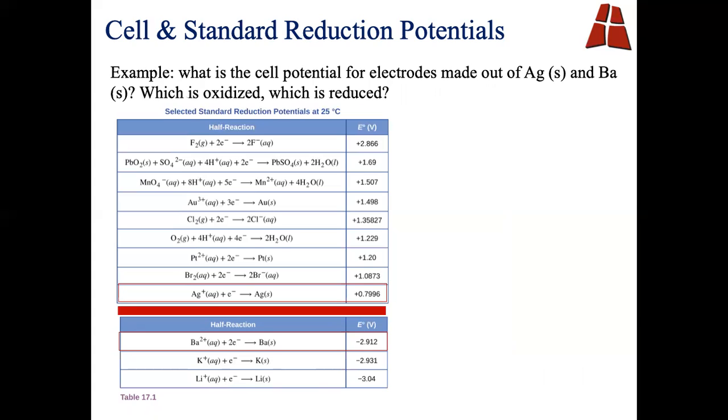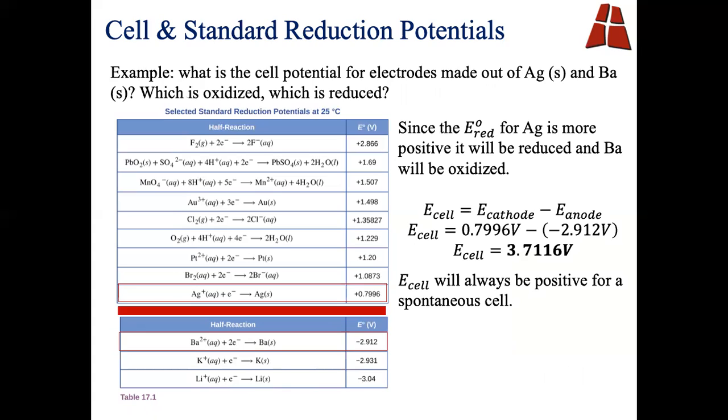And what is oxidized and what is reduced? The way we would figure that out is that we would look at our table here, and we have standard reduction potentials for silver and barium. Silver is shown here, barium is shown here. What we want to do is figure out which one of these is more positive. In this case, silver is our more positive reduction potential. It's 0.7996, whereas barium is minus 2.912.